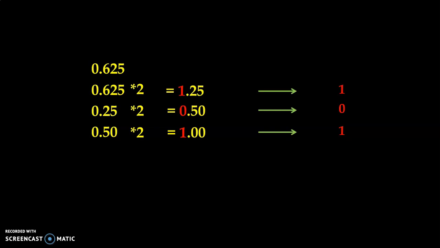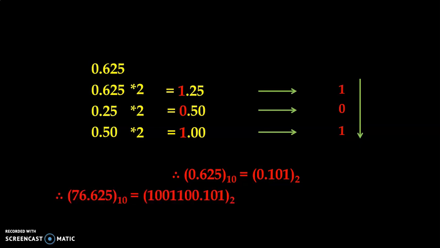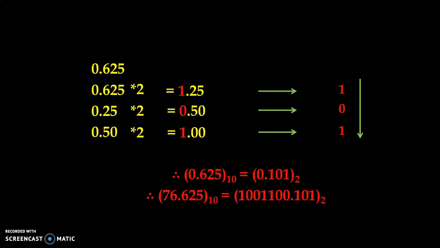So 101 will now be our answer. So for the decimal fractional value 0.625, we have got the answer 0.101. Together, the answer for the mixed decimal number 76.625 can be written in this manner: for 76, that is 1001100, and for the fractional value, that is 0.101. This way we have got the answer for the mixed decimal number while converting from decimal to binary.